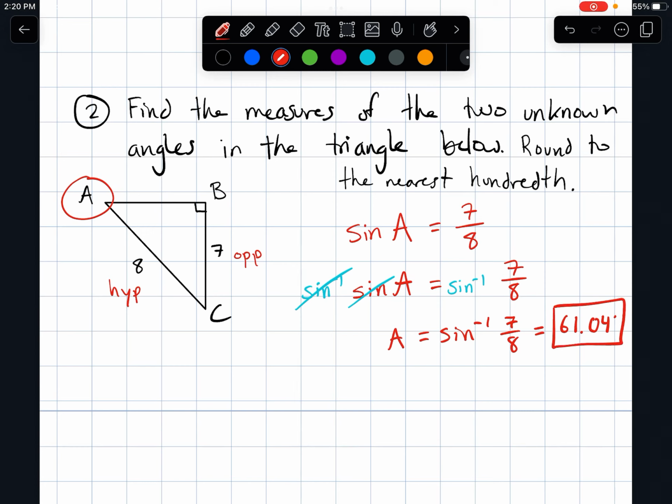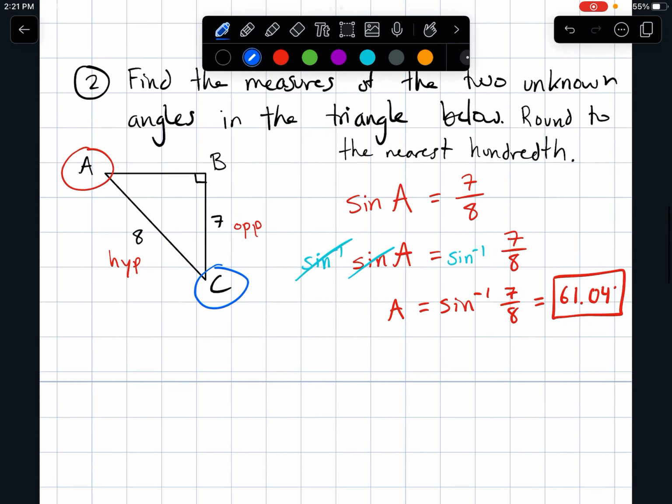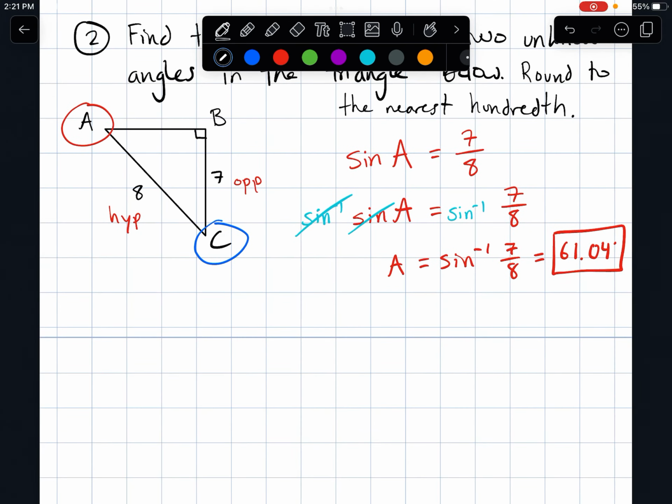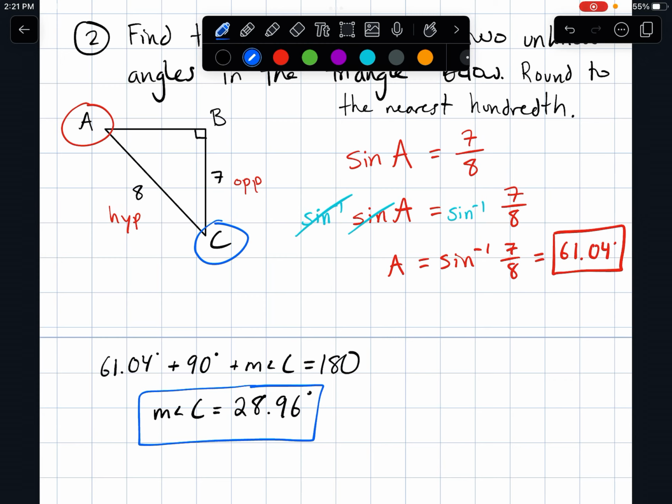Now, the nice thing about this is that once we know one of my angles, I can, of course, find the other angle. So we're going to be able to find angle C relatively easy now that I know the value of angle A. And we know this because in all triangles, the angles add up to 180. So I know that if I take my 61.04 degrees plus my angle B is 90 degrees, plus the measure of angle C, all of that has to add up to be 180. And so if you solve this for C, you'll find out that the measure of angle C is going to be 28.96 degrees. Okay, so that should be the value that you get for angle C.